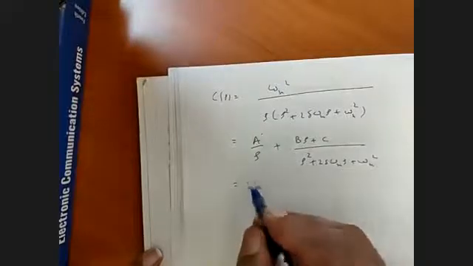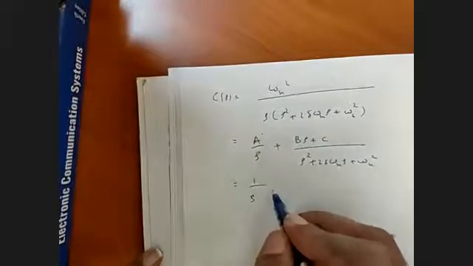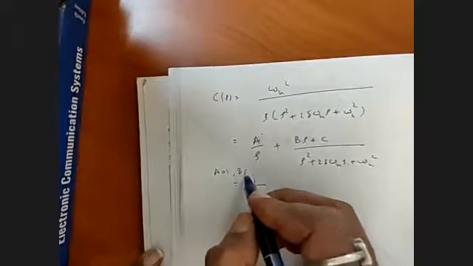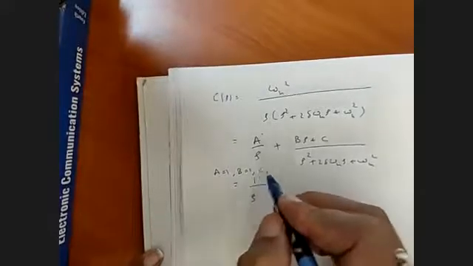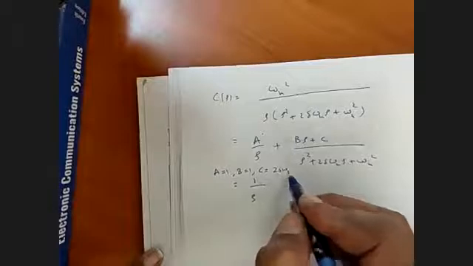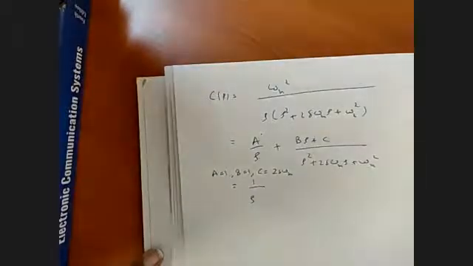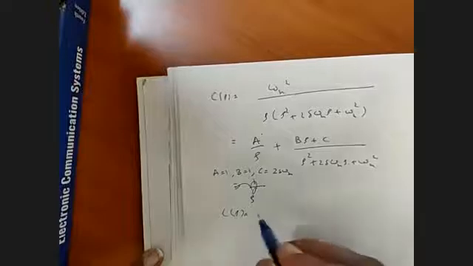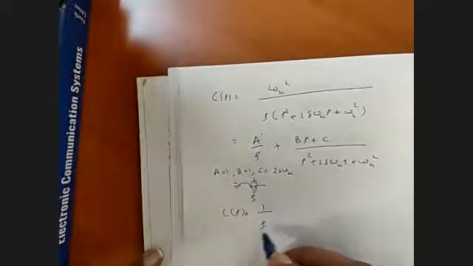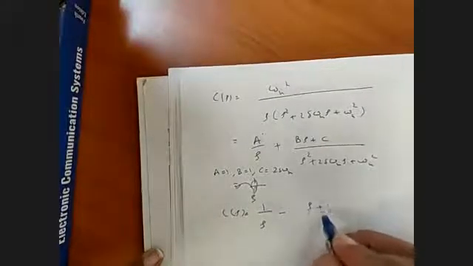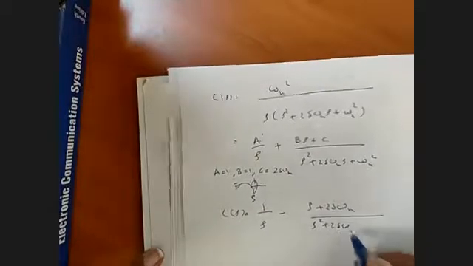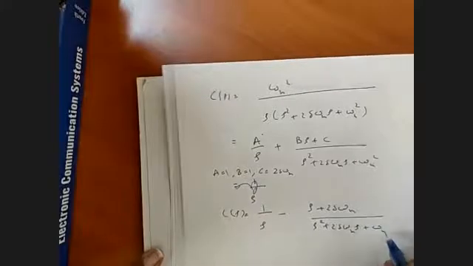So we will be getting A equal to 1, B equal to minus 1, and C equal to minus 2 delta omega n. So C(s) will become 1 upon s minus (s plus 2 delta omega n) divided by s square plus 2 delta omega n s plus omega n square.